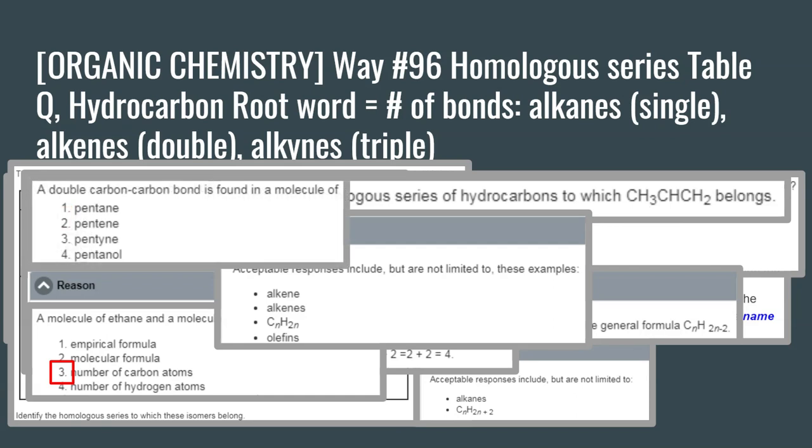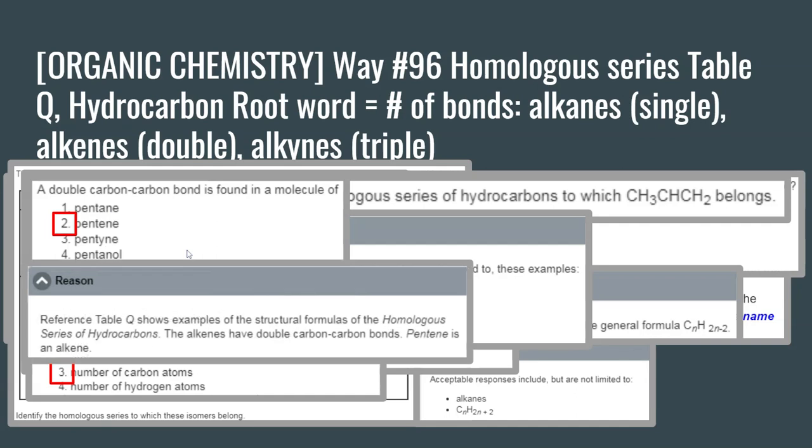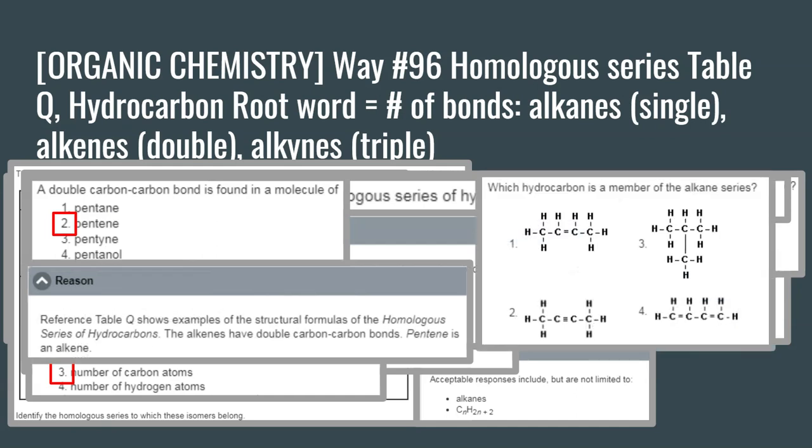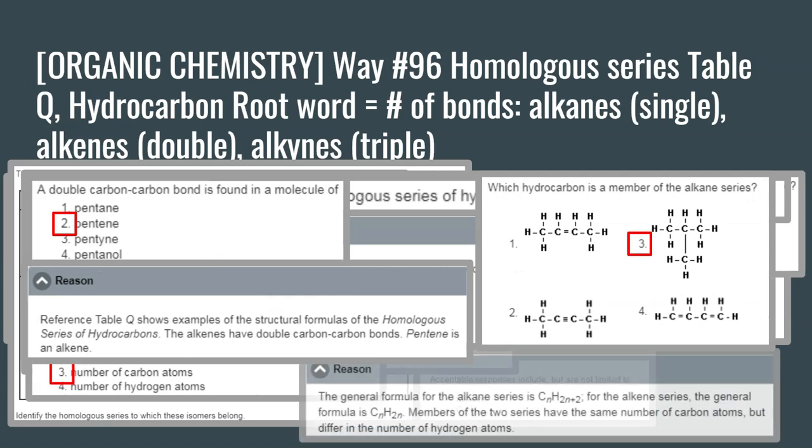A double carbon-carbon bond is found in a molecule of which compound? Look at the root word to determine what type of carbon-carbon bond is present. Ane indicates single bonds, ene double bonds, yne triple bonds. Therefore, the answer has to be 2, pentene. Which hydrocarbon is a member of the alkane series? For something to be classified as an alkane, it can only have single carbon-carbon bonds. Therefore, answer choice 3 is correct.